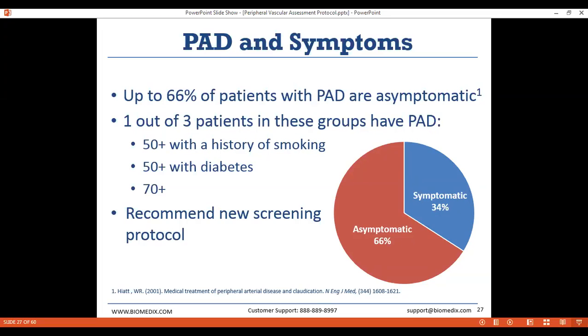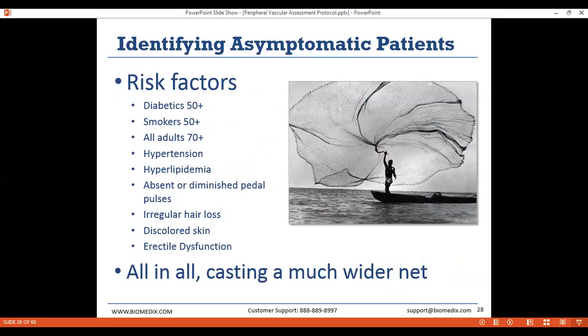That's what identifying these two-thirds of patients is what the new screening protocol is for. So again, we're looking at a large number of risk factors for PAD. We've gone over both the PAD and the CVI lists, so I won't bore you by repeating the entire list again. But as you can see, there are a lot of things on this list which are going to cover a wide variety of patients.